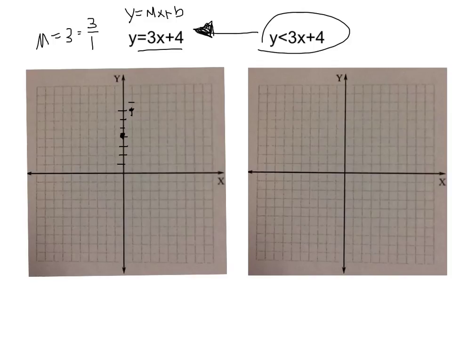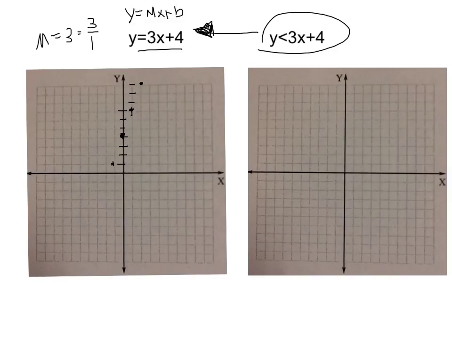I can then go up 3 more, find my next point of 1. I can even go backwards from my initial y-intercept, and I say I could go down 3 and to the left 1, and that's also a point.